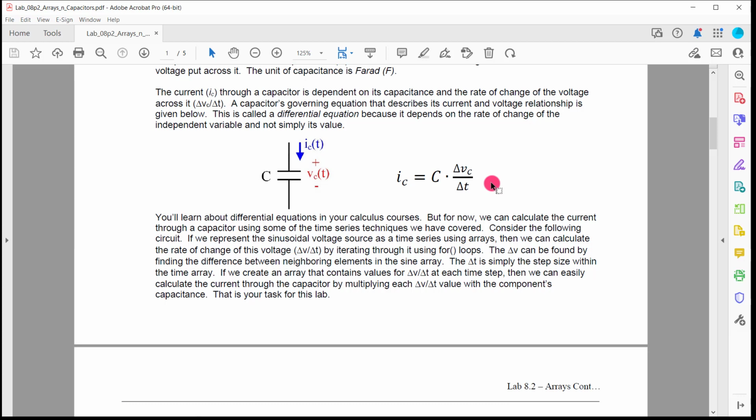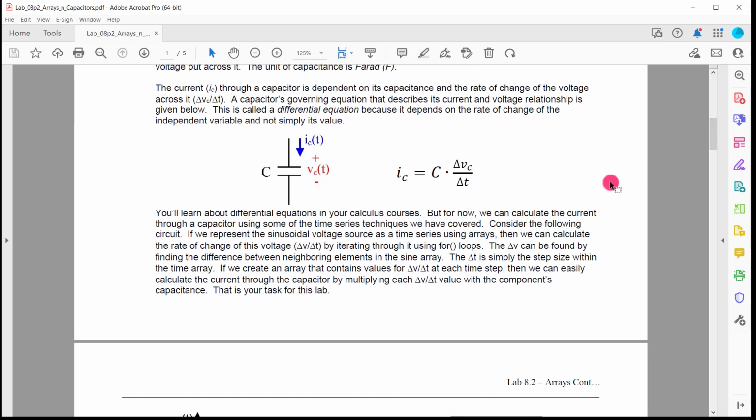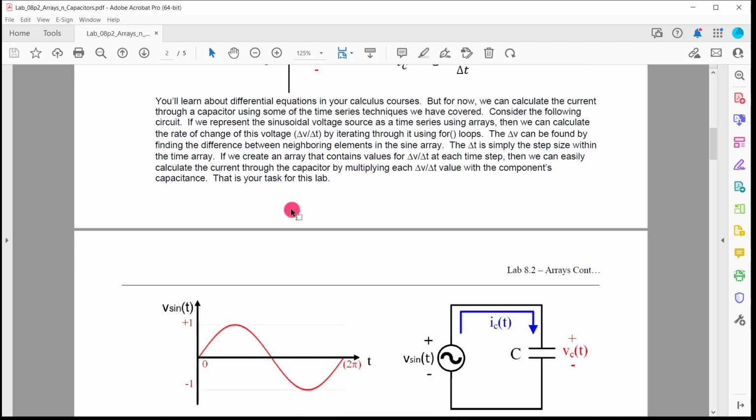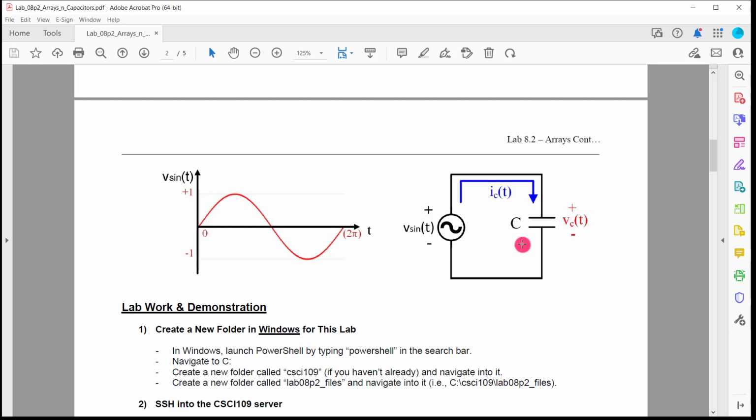And so you might be wondering, how in the world am I supposed to solve something like this? This is where the power of a discrete time series comes in, because you can simply calculate the rate of change by looking at the difference between 2 points within a sine wave stimulus. So here's what we're going to be doing. We're going to calculate for this circuit what happens if you drive a sine wave across it. We'll build a time series where one axis is time from 0 to 2 pi, and the other is the evaluation of all the time points using the sine function out of the math library.